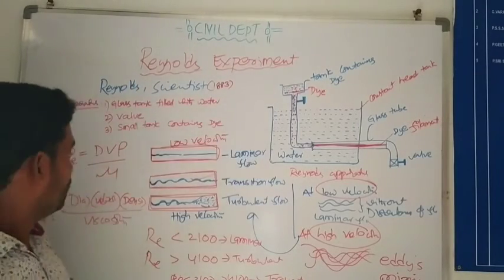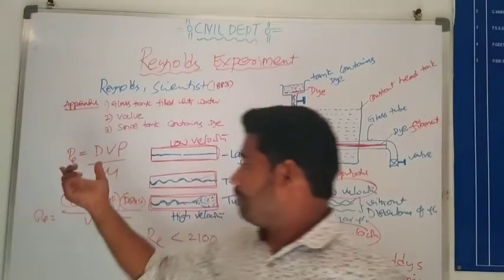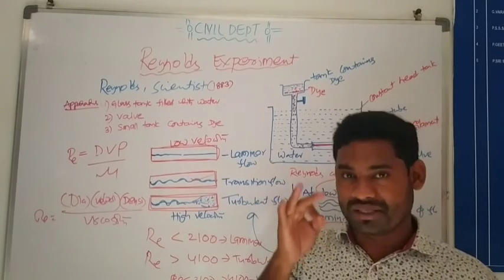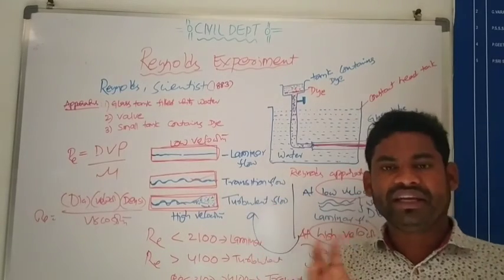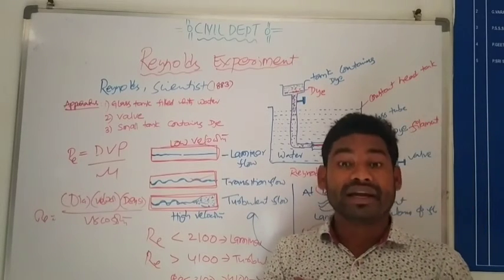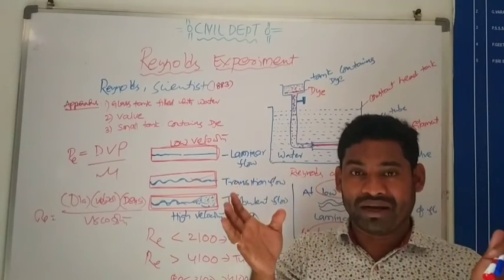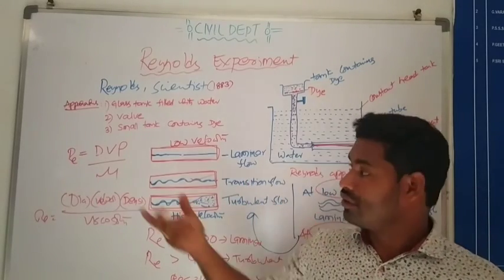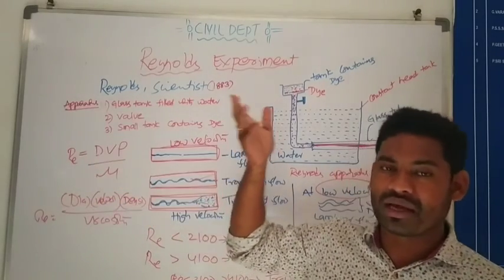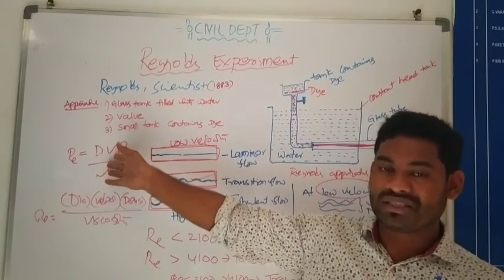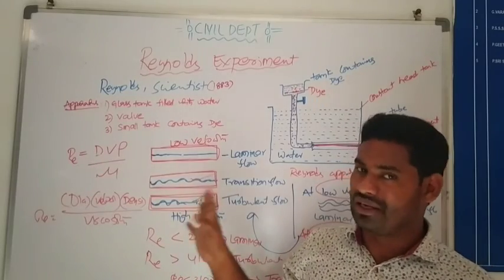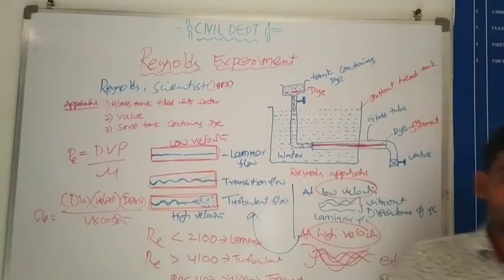Very, very important: this is called the Reynolds number, dV rho by mu. It is a dimensionless number. While designing heat exchangers, reactors, condensers, and many fluid flow machineries, you can use this dimensionless number called the Reynolds number. Many dimensionless numbers exist; one of the basic ones is the Reynolds number, dV rho by mu. It has no units. Okay, so this is about the Reynolds number. Thank you.